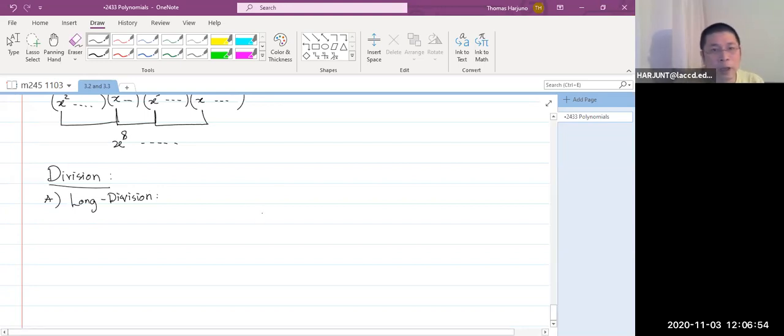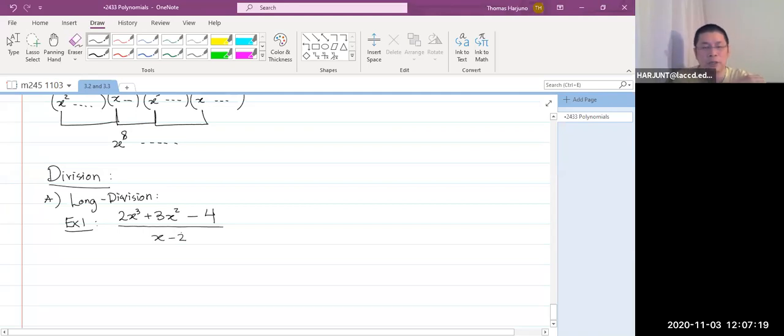Let's say we have, for example, 2x cubed plus 3x squared minus 4 divided by x minus 2. Let's say we have this polynomial to divide by x minus 2. Long division is done in the following way.